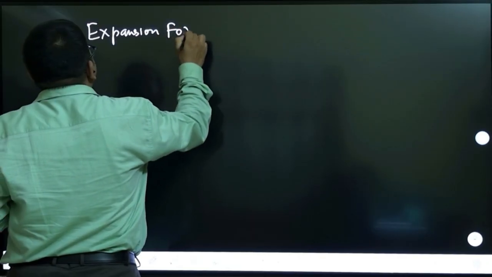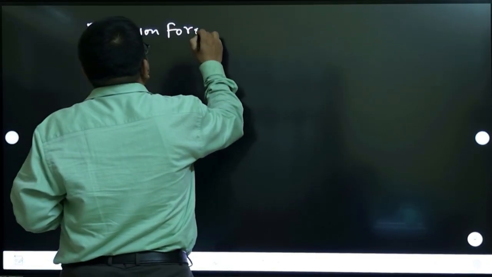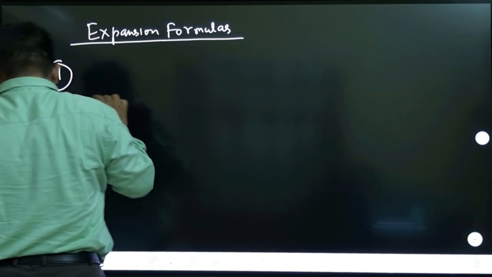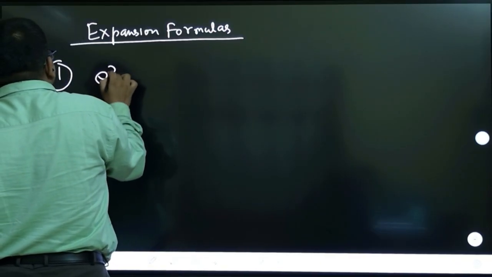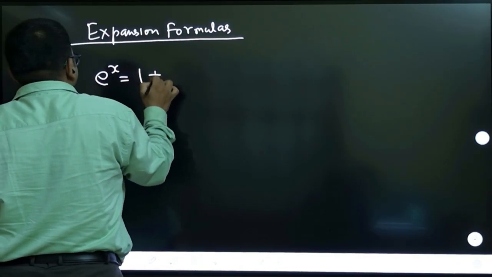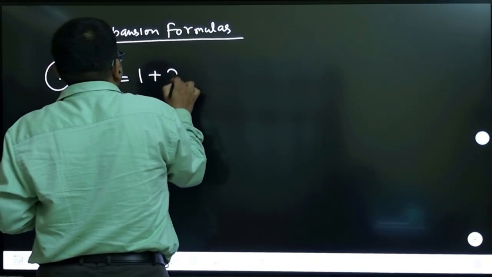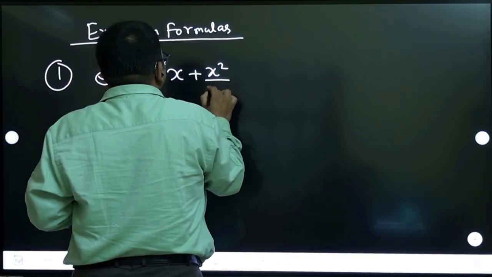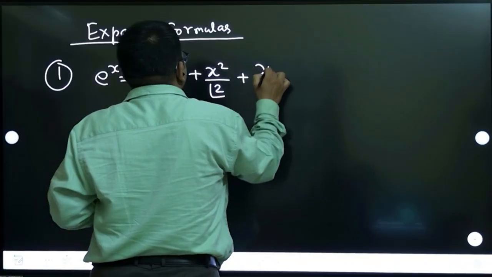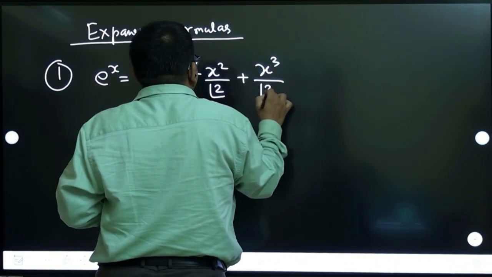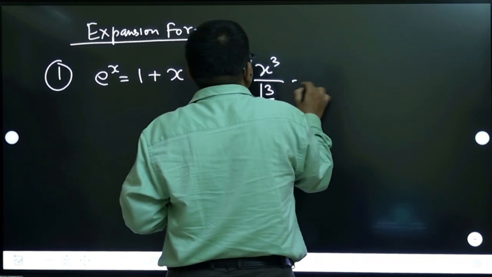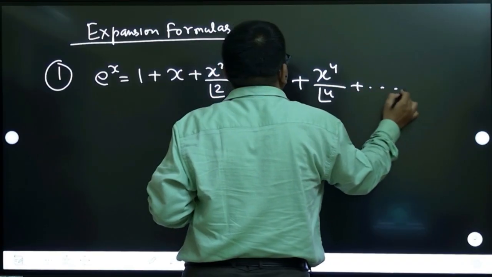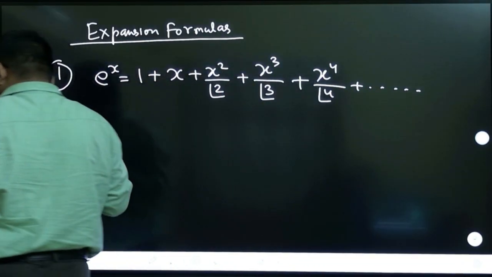Expansion formulas. First, e power x. Let us write e power x: 1 plus x plus x squared by factorial 2 plus x cube by factorial 3 plus x to the 4 by factorial 4 and so on. This is the expansion of e power x.